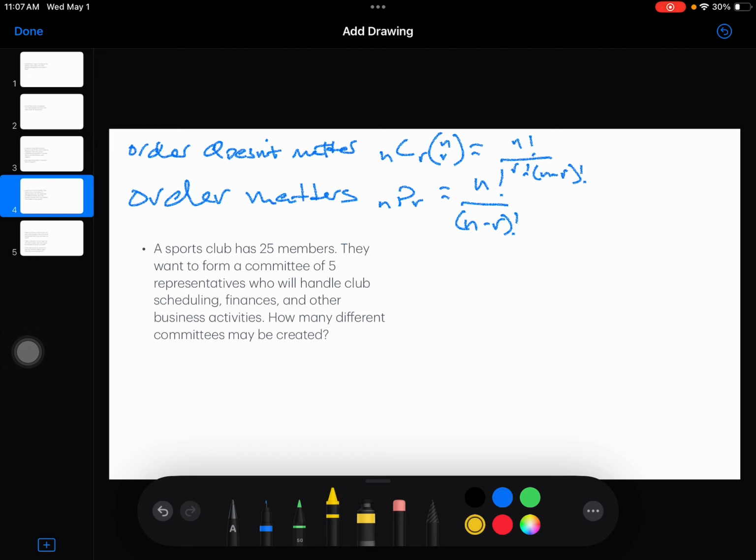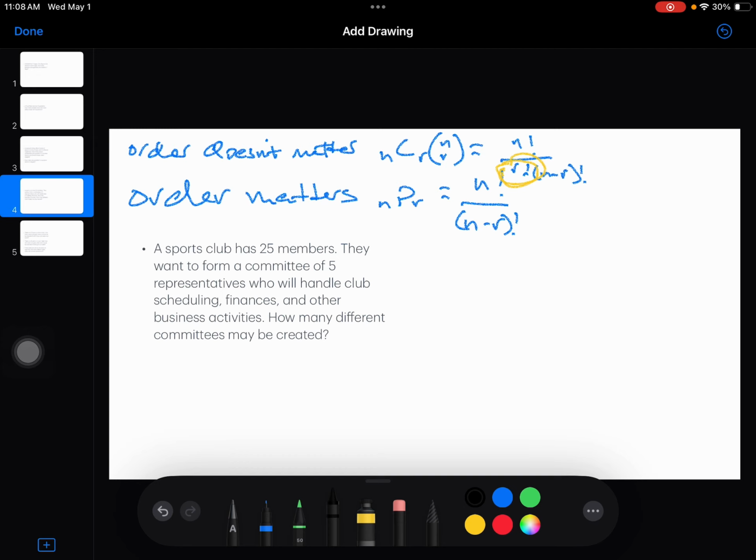And you can see, because we have more in the denominator here for combinations, if lettuce and tomatoes is the same thing as tomatoes and lettuce, then order doesn't matter. And so the larger denominator, more in the denominator, means a smaller number. And so we'll have fewer possible outcomes.